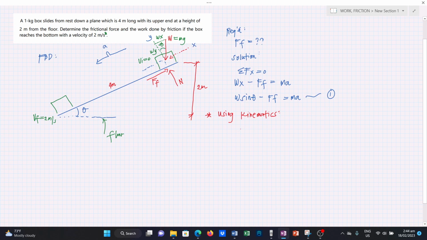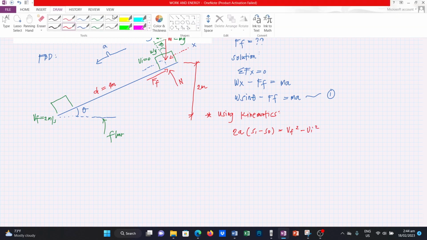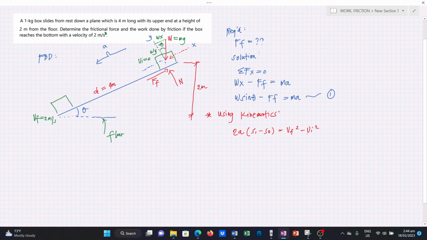Using kinematics class, ang formula natin kapag included yung velocity, yung distance, so lagay ko, this is distance. Yung distance, tsaka yung acceleration is 2a times final distance, which is s1 minus initial distance, is equal to final velocity squared minus initial velocity squared. Siyempre, magka-cancel tayo dyan kasi nagsimula tayo sa rest. Nagsimula sa rest, initial velocity is 0. Nagsimula sa rest, initial distance is 0. Therefore, ang matitira na lang sa atin is 2as final distance is equal to velocity final squared.